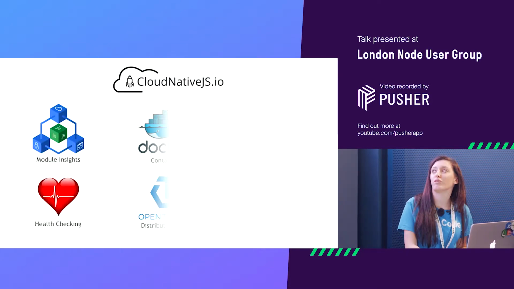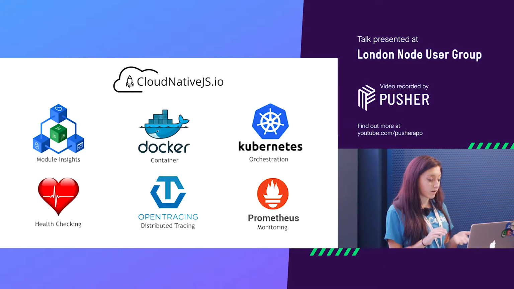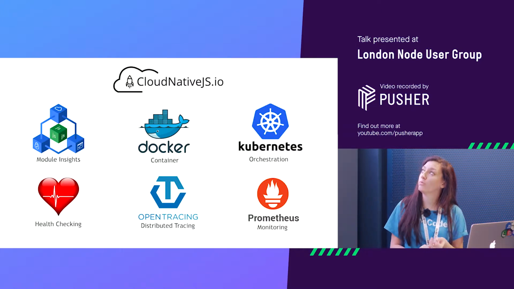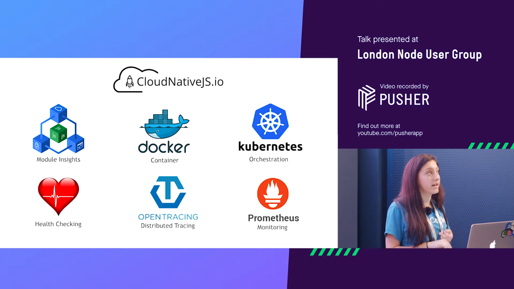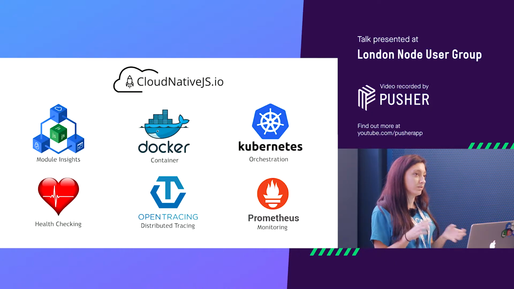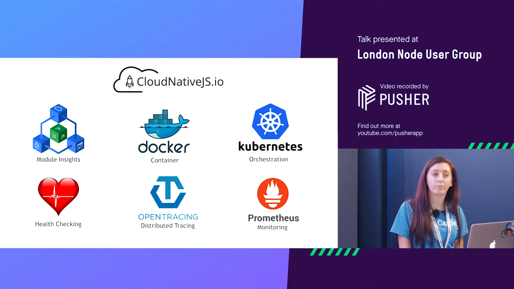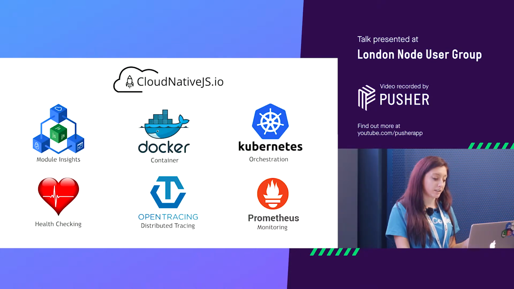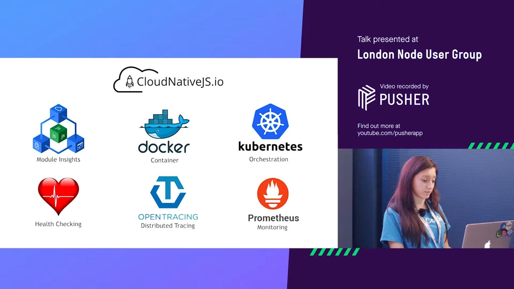What it's comprised of is a few sections. We have module insights, which is all about how you choose modules that are good for use inside your cloud application. We have Docker, where we provide some Docker template files. We have Kubernetes, and in there, we provide some sample Helm charts for you to use to deploy inside Kubernetes. We have a health checking app, OpenTracing, and Prometheus. We have some modules that you can pull in so you can easily connect to those services.